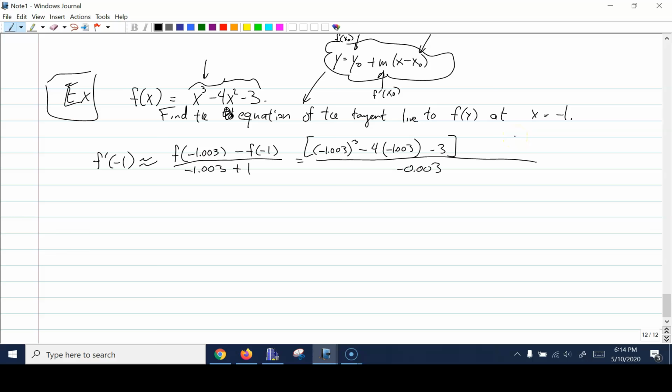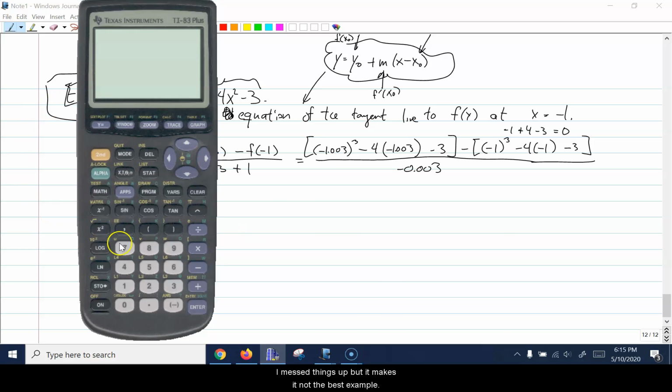Now I plug -1 into the whole thing: -1 cubed minus 4 times -1 squared minus 3. This number I can do, that's -1 minus 4 minus 3. Oh crap, this is 0. I didn't mean to get a place where it's 0. That doesn't mess things up, but it makes it not the best example.